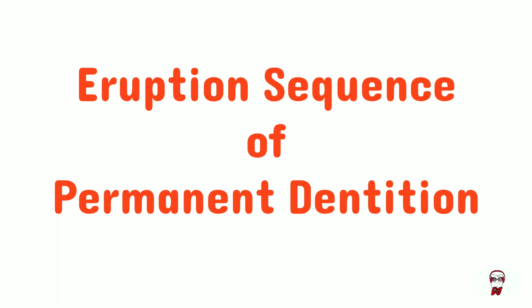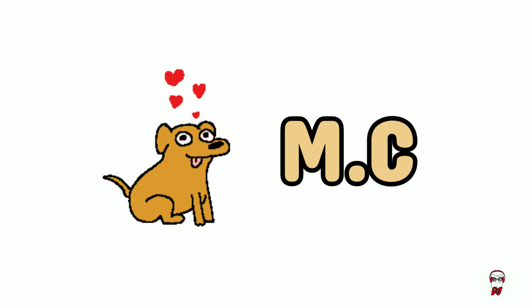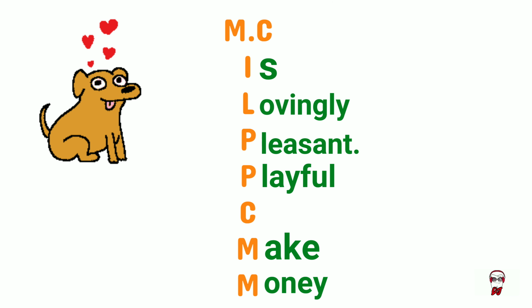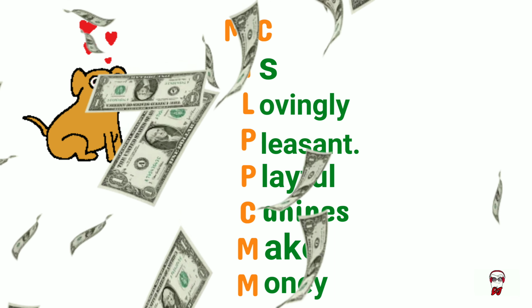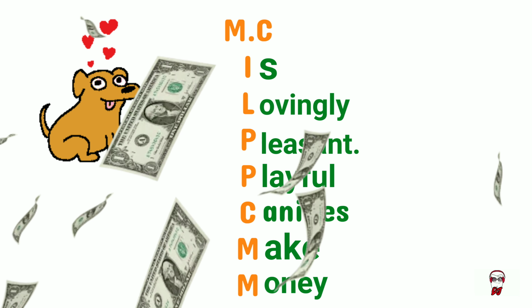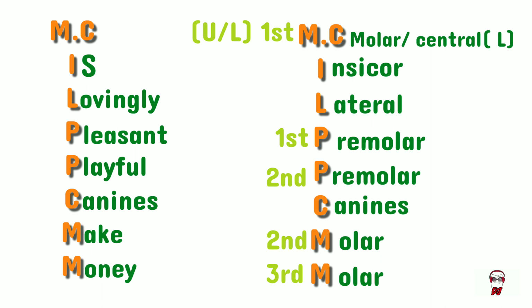Moving on to the eruption sequence of the permanent dentition, we're going to use the help of this dog. His name is MC. Take a look at this mnemonic. MC is lovingly pleasant. Playful canines make money. The orange letters represent each tooth.